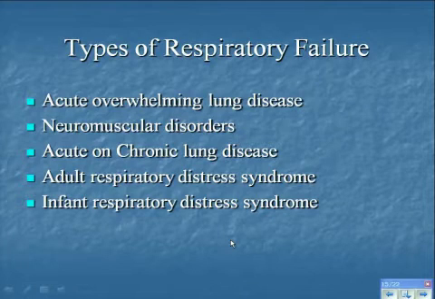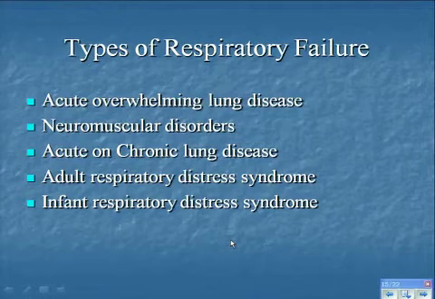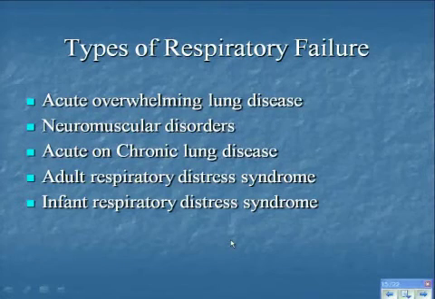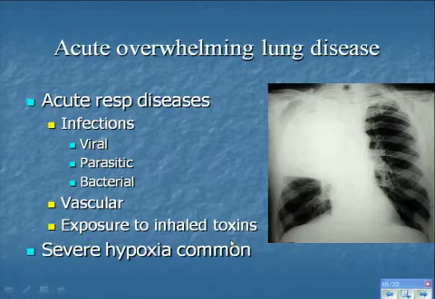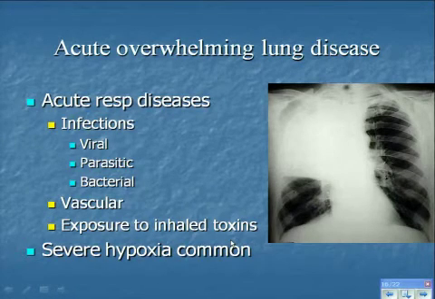ARDS and infant respiratory distress syndrome are very similar in the sense that both of them have caused damage at the alveolar level, and now you're affecting the surfactant capability in both of those diseases. What you see with things like this is pneumonia. This is a form of right upper pneumonia. This could be, of course, infectious, from viral and parasitic to bacterial. You could also have vascular problems such as PEs, or exposure to inhaled toxins can also do this. And severe hypoxemia or hypoxia is pretty common in these individuals.